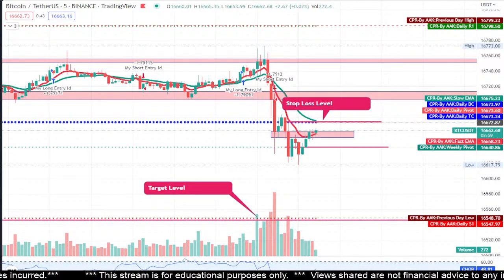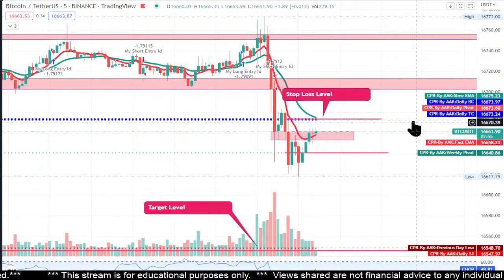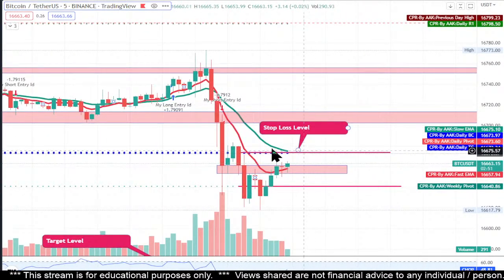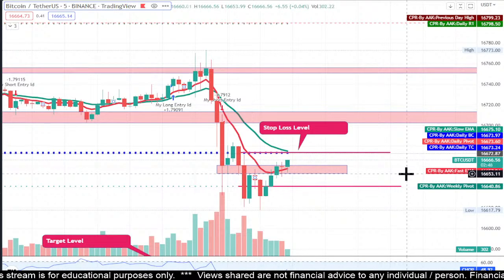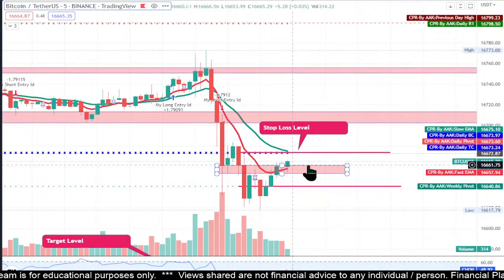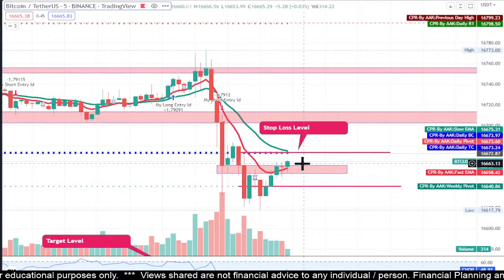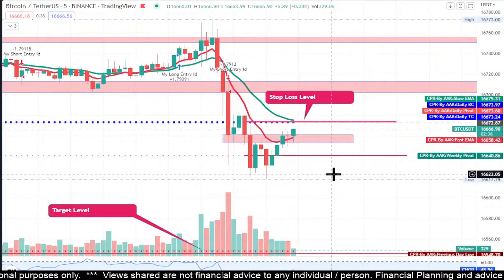And if you look at the scenario, the green line is also right at a stop loss level. So the longer the market stays over here, the more this particular 20 EMA will move down towards our direction, which is towards the lower side of the price. So we just need to wait, sit, and be a little patient.